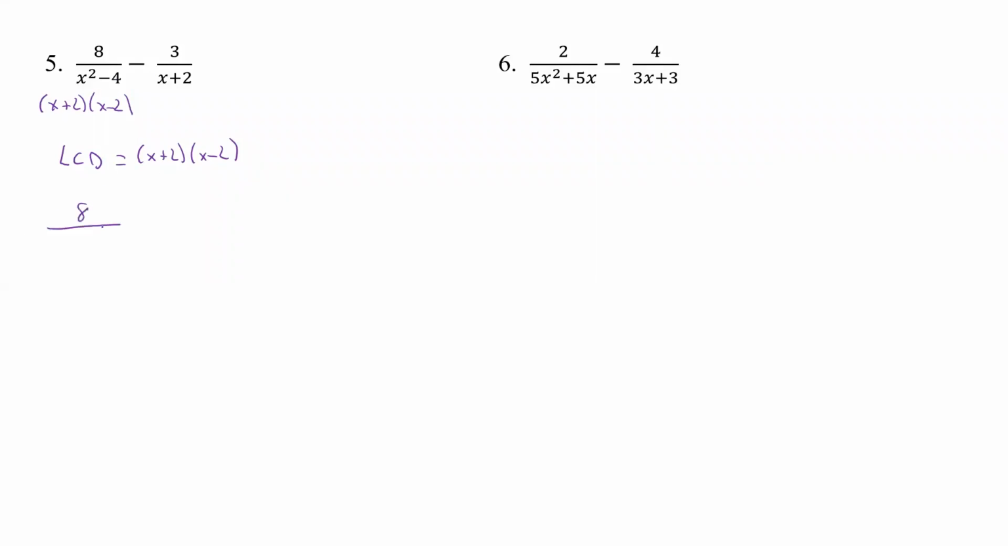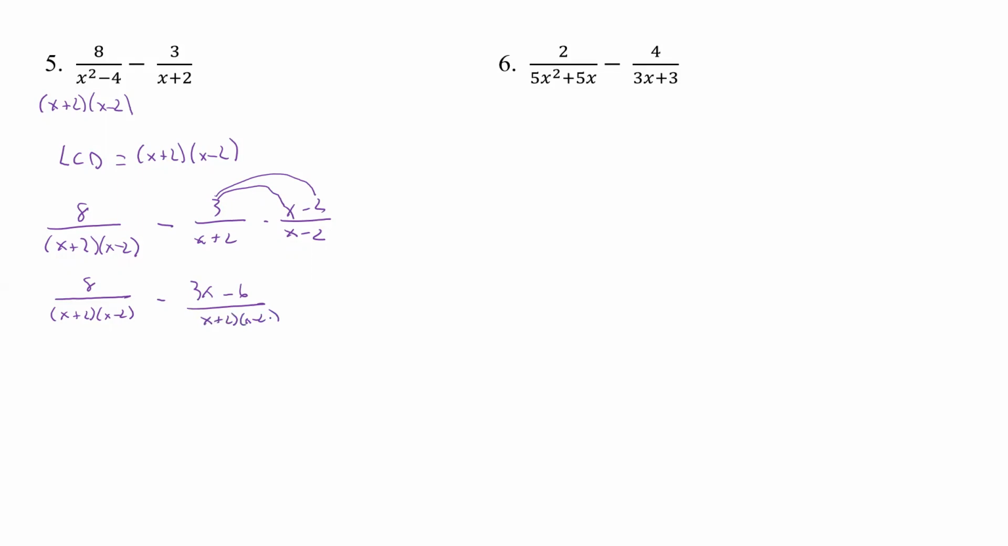And so our first one, guess what? It doesn't change. It's still a over x plus 2 times x minus 2. Then we have minus, and then we have 3 over x plus 2. But we have to multiply that by x minus 2 over x minus 2 to get that new LCD. So now we have a over x plus 2, x minus 2 minus, and then on the numerator we have to distribute here and here, so that's going to be 3x minus 6 over x plus 2, x minus 2. Okay.